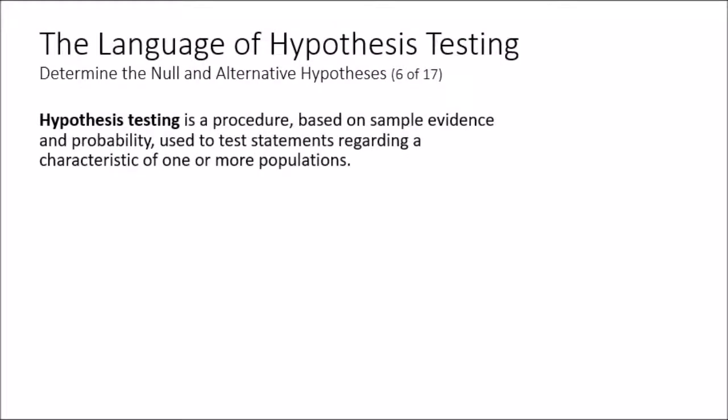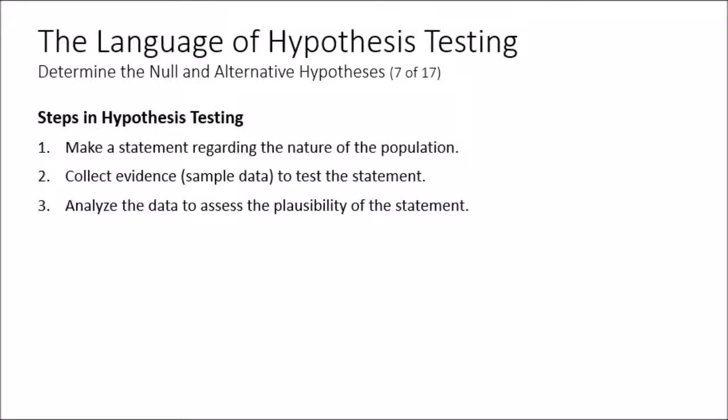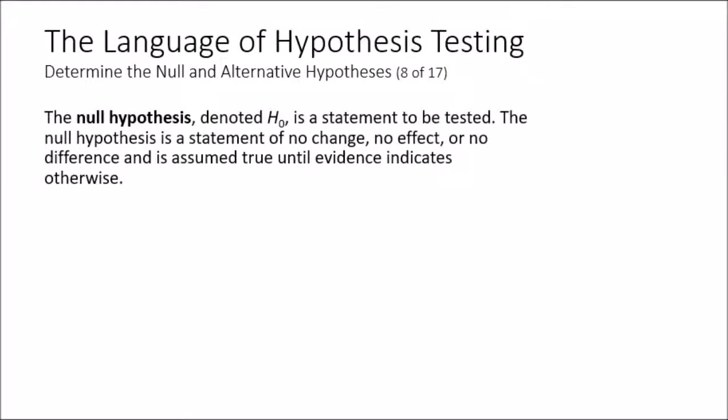Hypothesis testing is the procedure, based on sample evidence and probability, used to test statements regarding a characteristic of one or more populations. In this chapter, we will only talk about one population. The steps to test our hypothesis: first, make a statement regarding the nature of the population, which is the claim. And then after we have our claim, we collect the evidence, sample data, to test the statement. And then we will analyze the data to assess the plausibility of the statement. And we will learn that step by step.